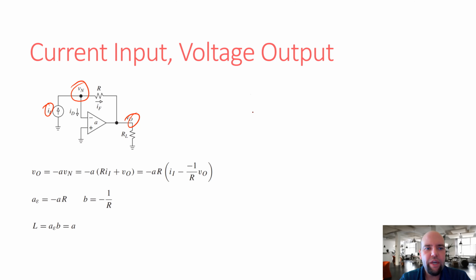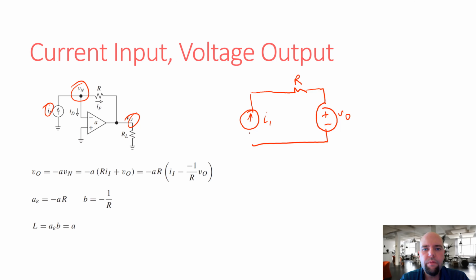So if we're looking at this, we have some current supply, IN. We have some resistor R. We have... oops, I don't know what happened here. So this is our equivalent circuit.